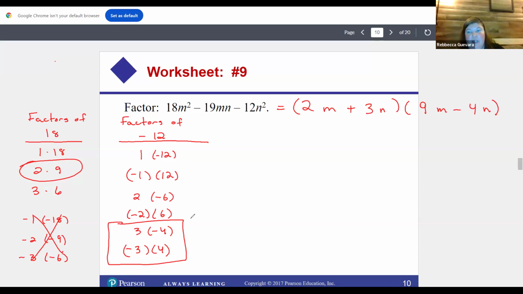So I'm going to do the 3n minus 4 first. So we're going to get 18m squared. We do the outers, then we get negative 8mn. We do the inners, we're going to get plus 27mn. We do the lasts, we get minus 12n squared. I think I picked the first one the first time. So 27 minus 8 is going to be, oh no, I didn't get it. It's going to be plus 19mn.